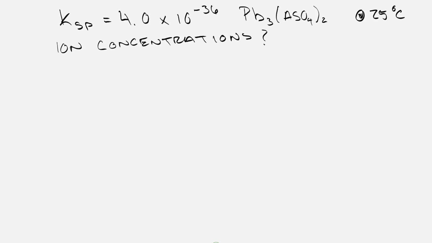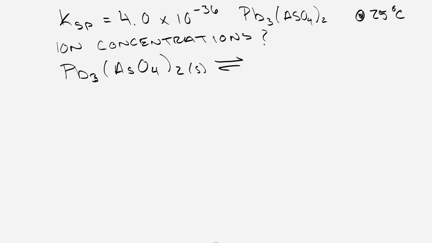Let's do one more example. So we want the ion concentrations in Pb3(AsO4)2, and we're going to start the same darn way. We have Pb3(AsO4)2, and there's two of those. This is solid, and it's going to dissociate in water.